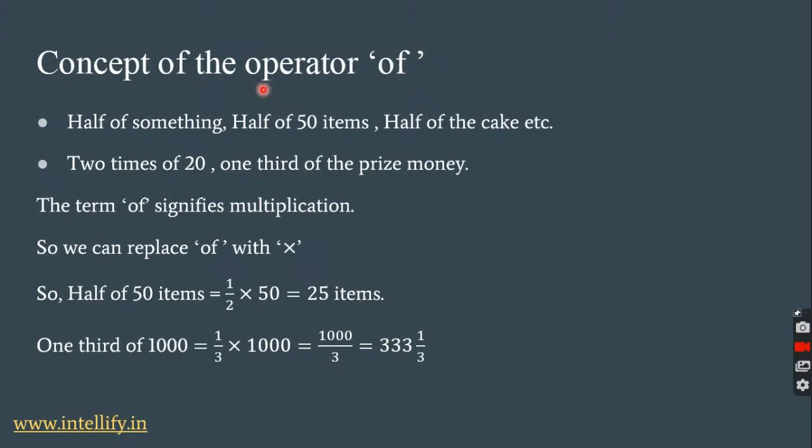Now let us learn the concept of the operator of. We all have heard phrases like half of something. For example, half of 50 items, half of the cake, etc. जिनका मतलब हम समझ सकते हैं. जैसे half of 50 is 25, half of 2 is 1. हमें पता है ये. And the other things like 2 times of 20 and 1/3 of the prize money, etc.